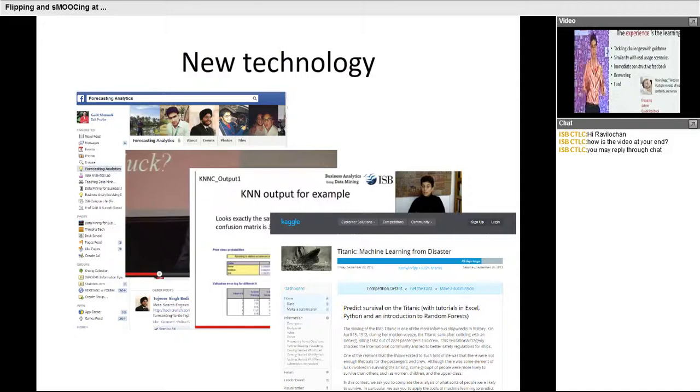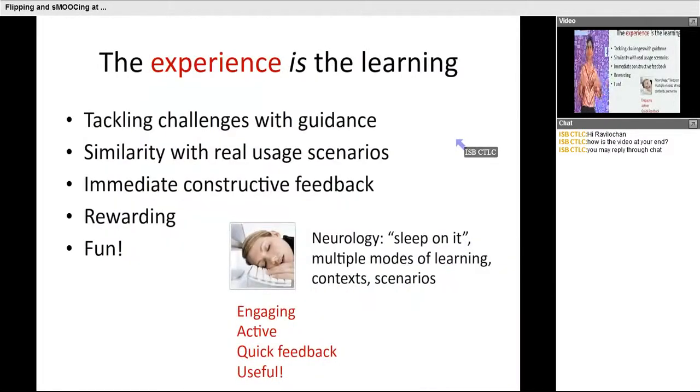My final slide and my final message to you is that really the experience is the learning. You can use as much technology as you want, but if you don't make it the experience, that's what people will remember, that's what people will take with them, and that's what will make them excited. So the issue of tackling challenges. You throw challenges at them that are not very easy and maybe they can't solve on their own. Once you start tackling a challenge, that's where you can bring the technology to help you and to help them.